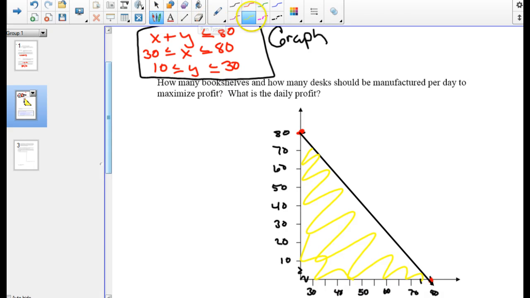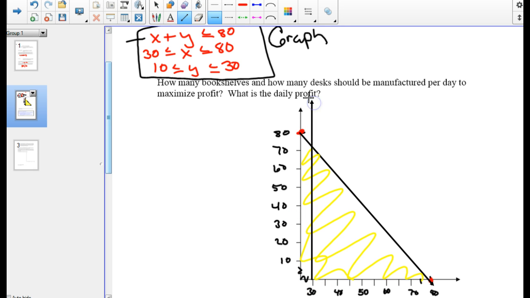Now, I'm going to also need to graph, I just graphed this one right here. I need to graph these two. Okay, so x is greater than 30. That's going to be a line that is going from 30 and it's vertical, going straight up. And x is less than 80. That's also a line that's vertical, going straight up.